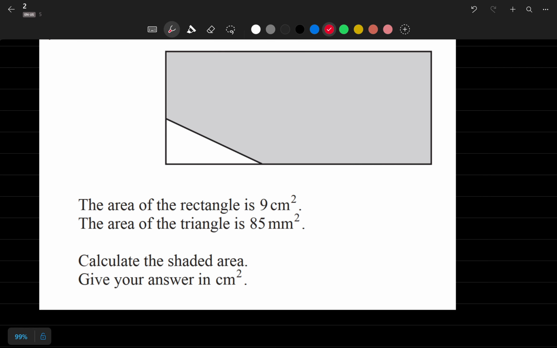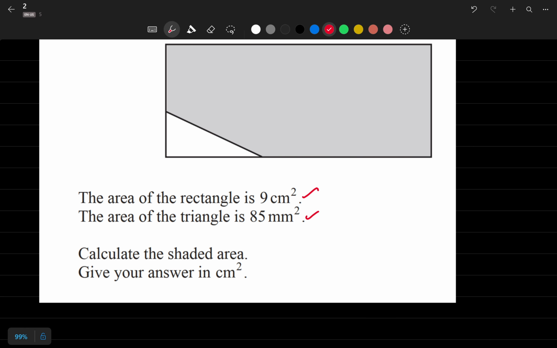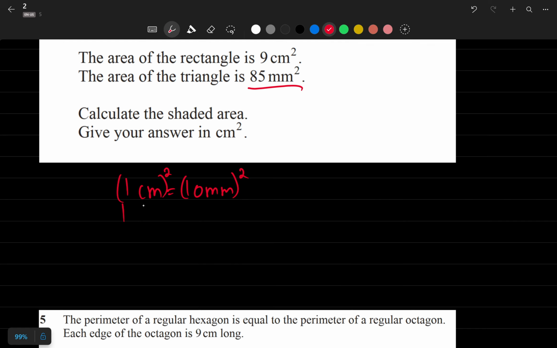So now first we have to convert these both units into same unit. You can either convert this into millimeter or this into centimeter. Let's convert 85 millimeter square to centimeter square. You know that in 1 centimeter you have 10 millimeters. What if we square both sides? You get 1 centimeter square, which is equal to 100 millimeter square.